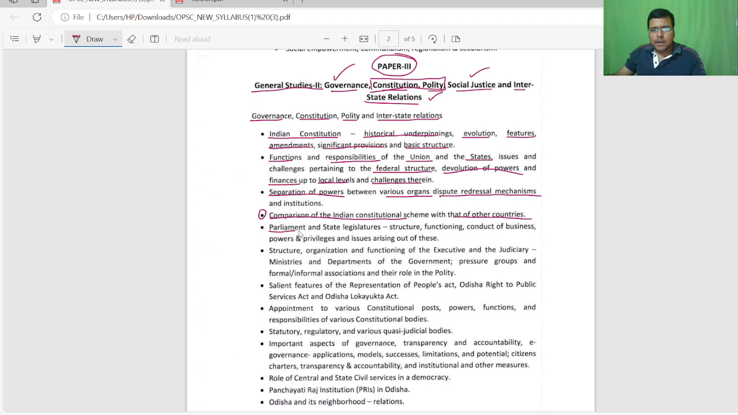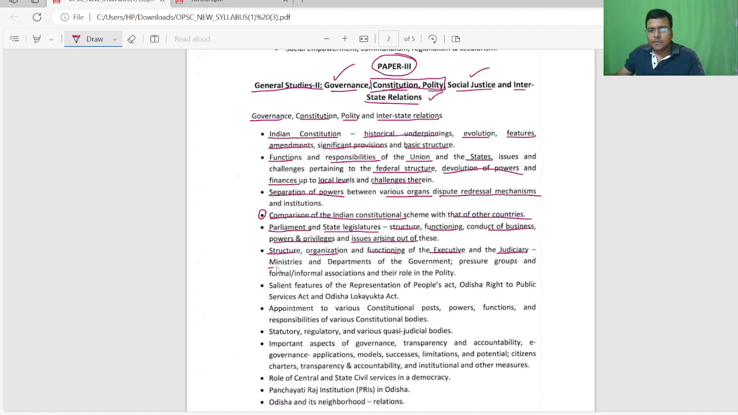This is parliament, central legislature and state legislature, structure, how they function, how they carry out their business, what is the power and privilege of parliament and state legislature. Already it is part of Indian polity. Second, structure, organization, and functioning of executive and judiciary. So this is added. Executive means central executive. Central executive consists of the president, vice president, PM and council, and attorney general.